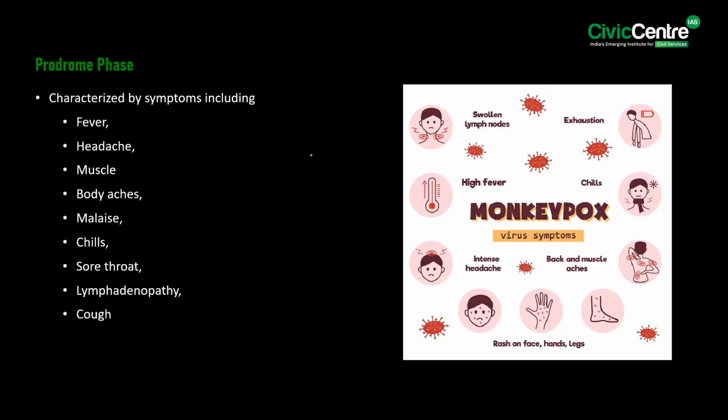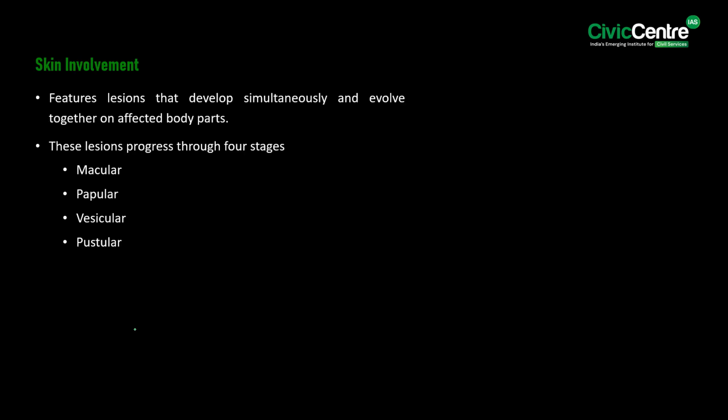Then the prodrome phase is characterized by symptoms including fever, headache, muscle and body aches, malaise, chills, sore throat, lymphadenopathy, and cough. Lastly, the skin involvement, which features lesions that develop simultaneously and evolve together on the affected body parts. Know that these lesions progress through 4 stages, which are macular, papular, vesicular, and pustular.